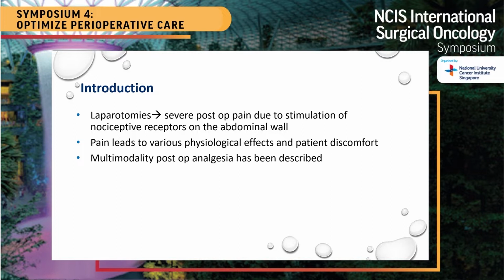Now, we know that laparotomies are associated with severe post-op pain due to stimulation of nociceptive receptors on the abdominal wall. These can come from all layers, including subcutaneous, musculofascial, and parietal peritoneal layers. Pain then leads to various physiological effects like tachycardia, increased respiratory rate, stress responses like hyperglycemia, increased cortisol production, decreased intestinal motility, just to name a few.